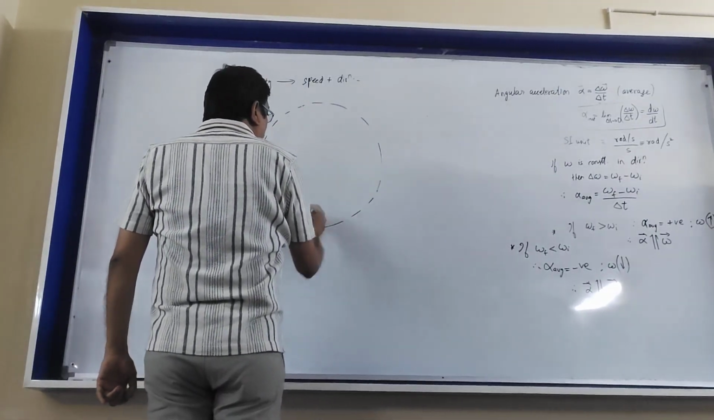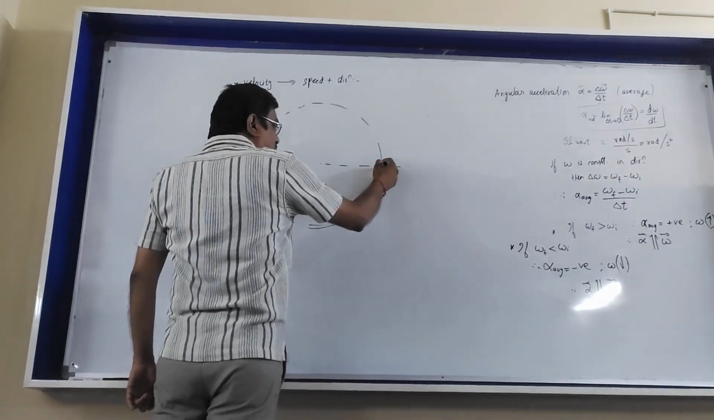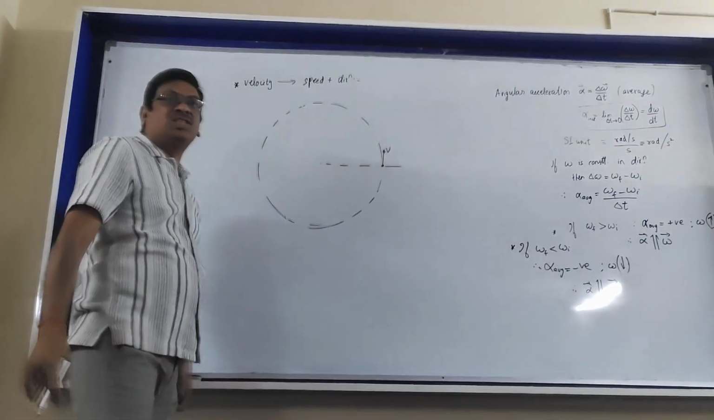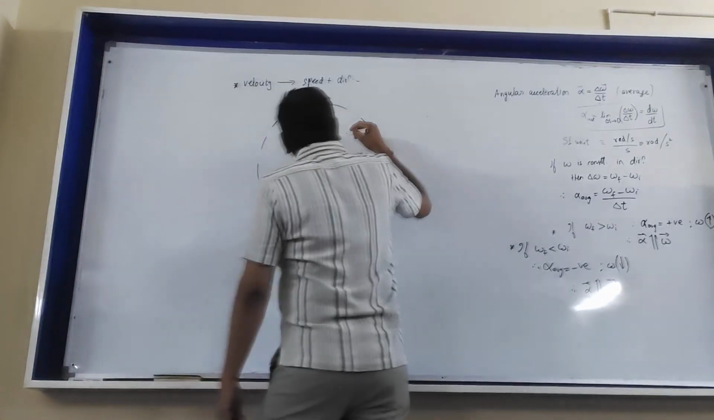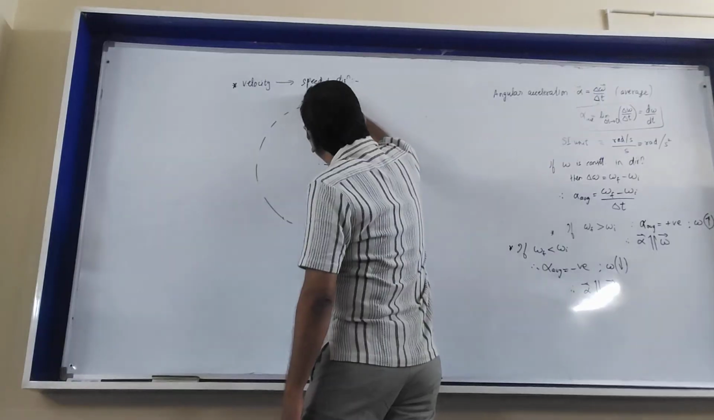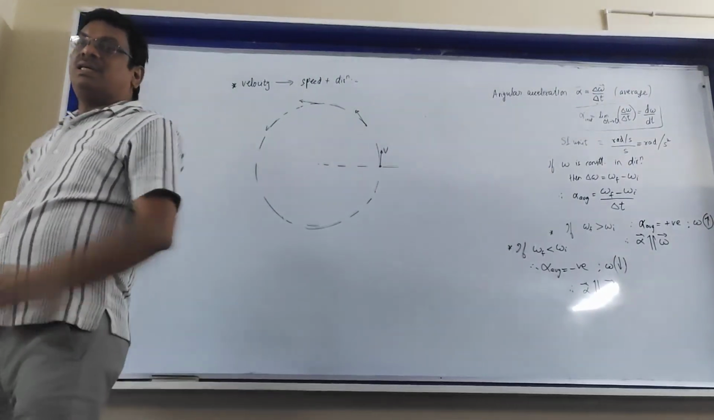Suppose the particle is going along a circle like this. At an instant when the particle is here, its velocity will be like this, tangential to the curve. When the particle is here, velocity is like this. So velocity is always tangential.